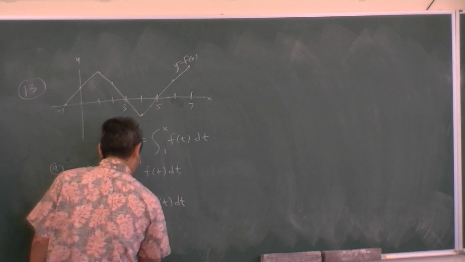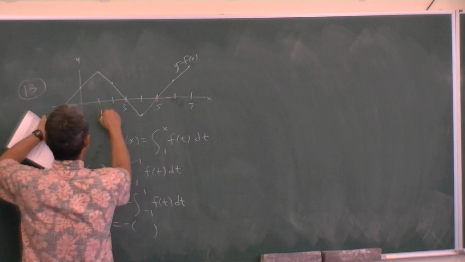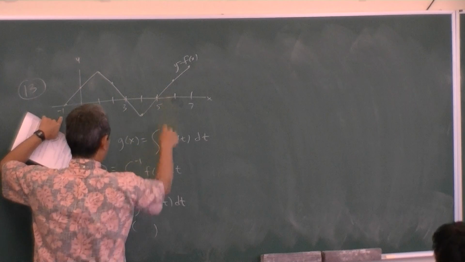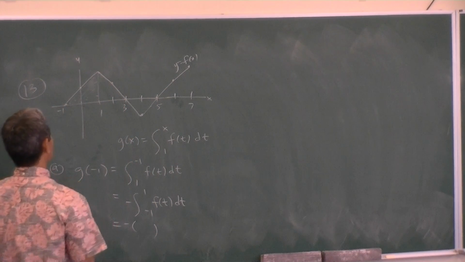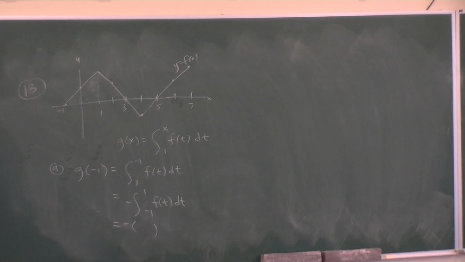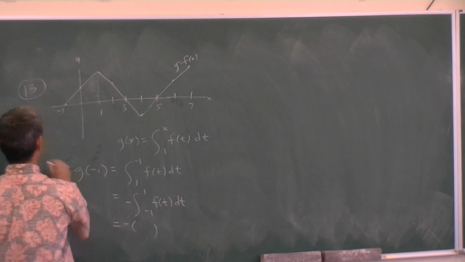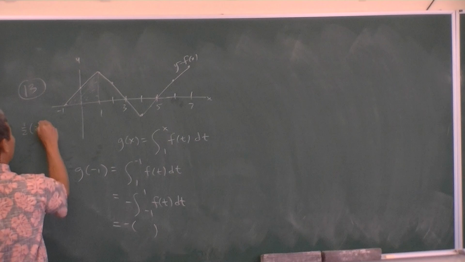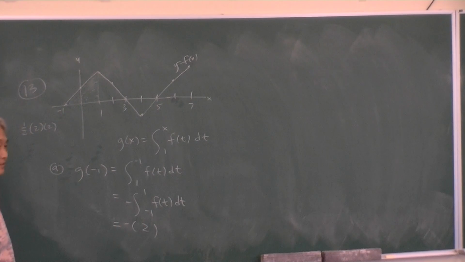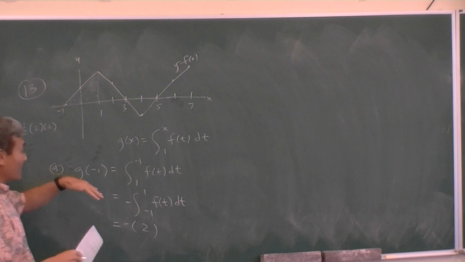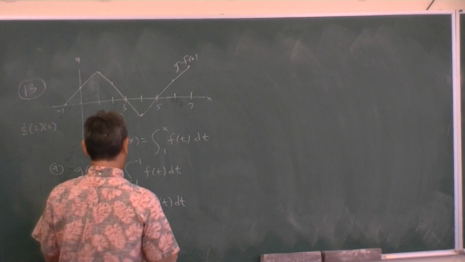So negative, now -1 to 1. And this is the graph of f. The integral is going to give you the area between the graph and the x-axis. That's just a triangle. What's the area of a triangle? 1/2 base times height, 2. So -2 is your answer. Just remember, if the area is above, it counts positive. If the area is below, it counts negative. Okay, we keep moving on.